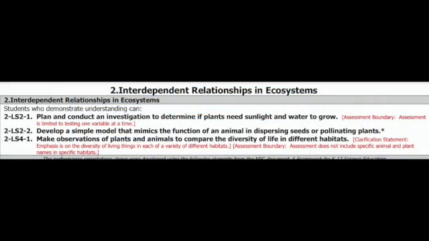In order for students to be able to develop a simple model that mimics the function of an animal in dispersing seeds, they need to understand what seeds are and why they need to be dispersed.